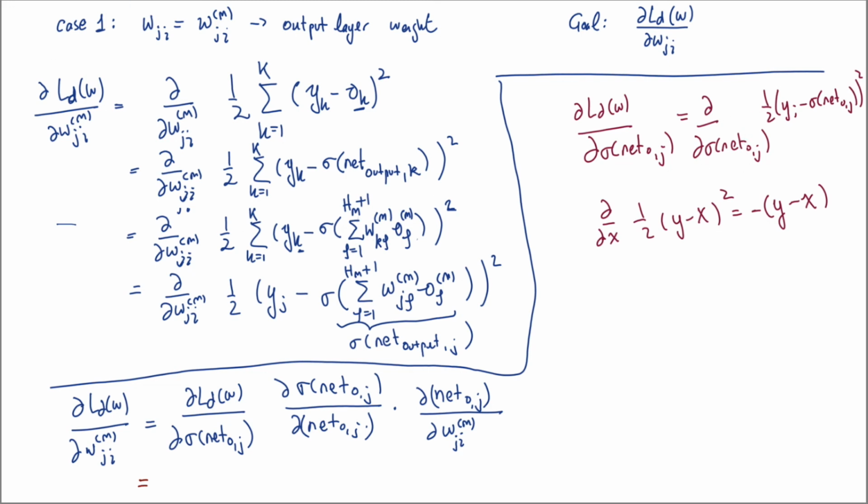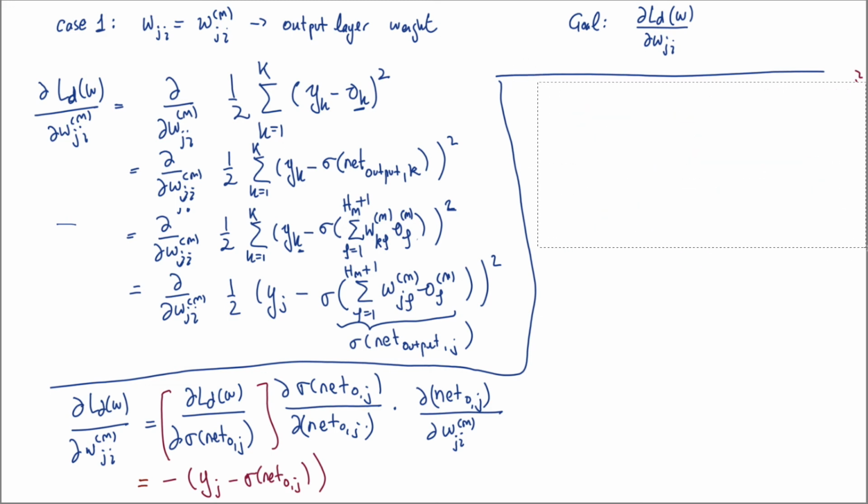So let me write the result here. So this guy is going to be negative y minus x. So our y is yj. Our x is actually sigma net j output. Sorry, output j. Okay, that's the first term here. Gives us this. The second term, let me just get rid of this stuff.